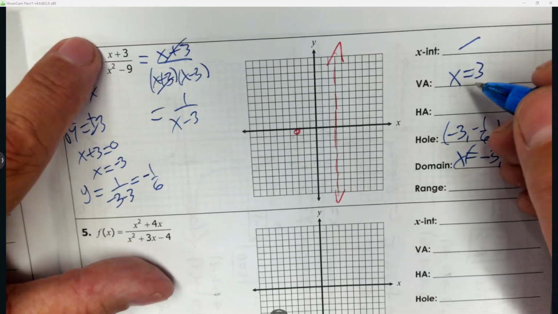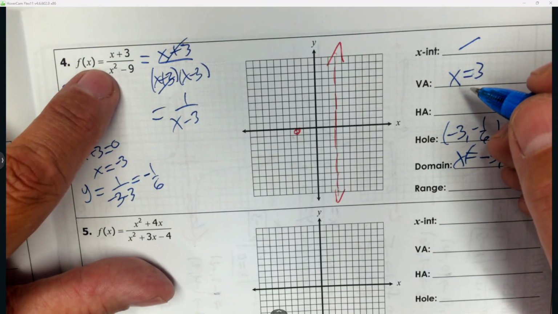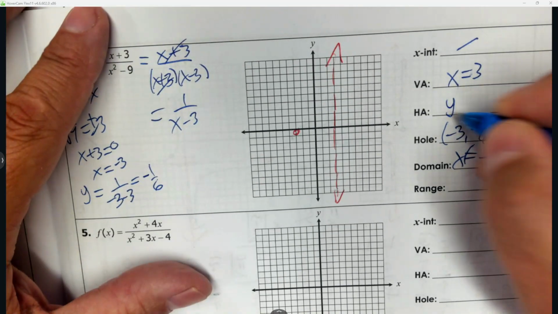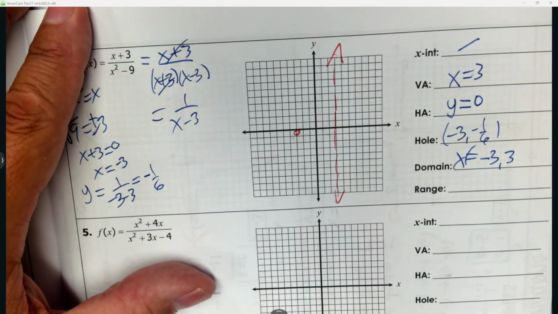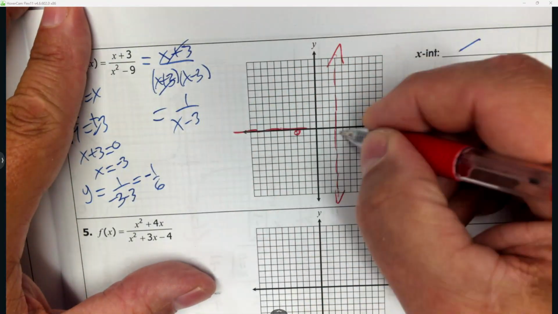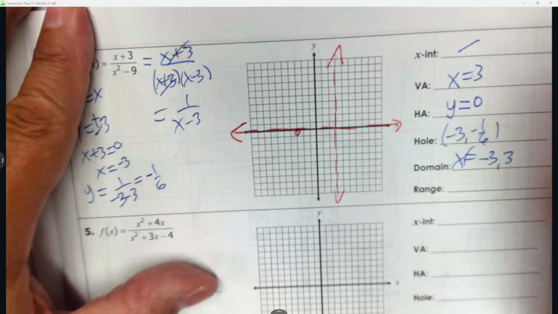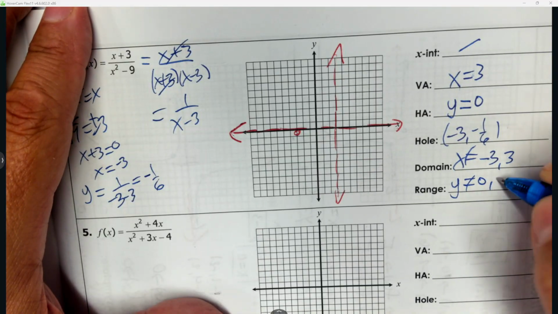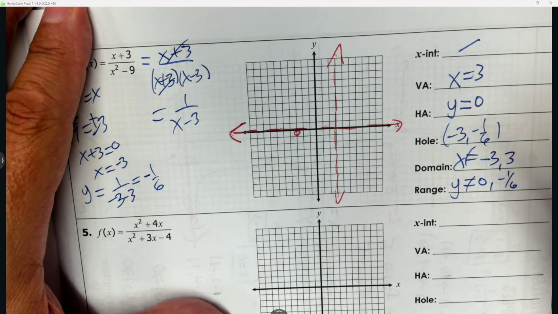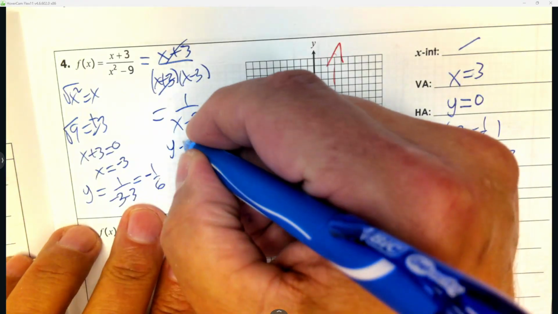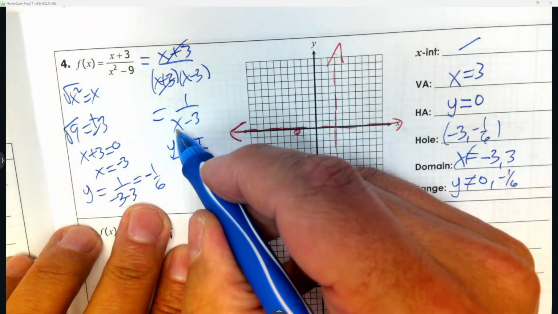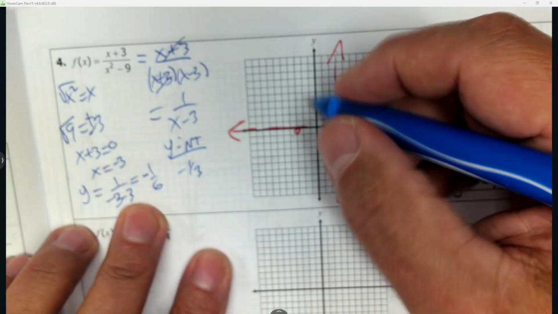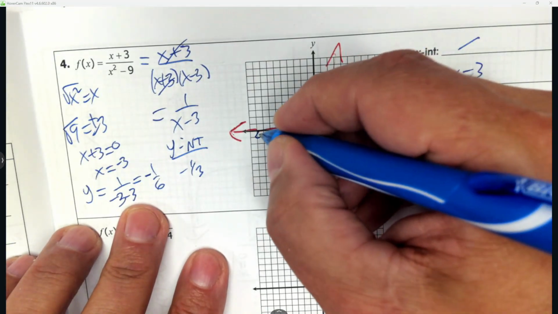I have a horizontal. No, the numerator is smaller than the denominator. So the degree on top is 1. The degree on the bottom is 2. If the degree on the bottom is bigger, then we have a horizontal asymptote at 0. We could say the two numbers y can't be are 0 and negative 1/6. I am going to find the y-intercept. So if I plug in 0 for x, I get 1 over negative 3. And I'm going to put that on my graph. So I'm going to connect these together.